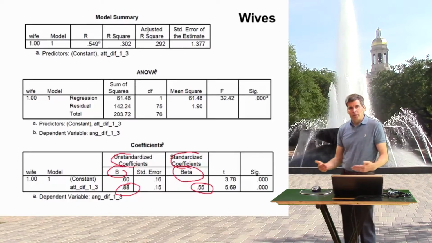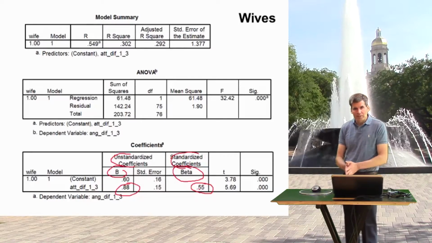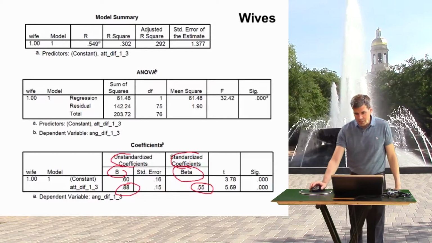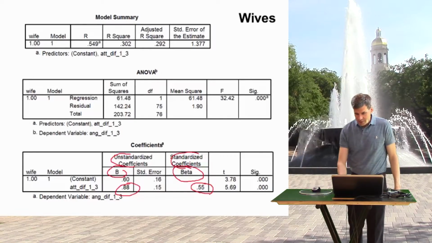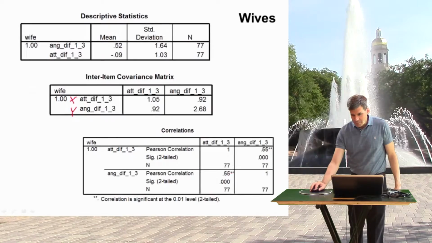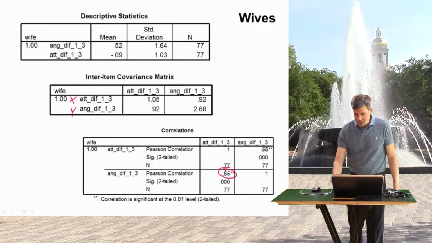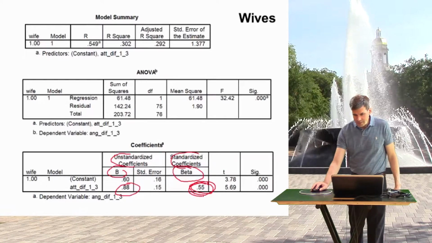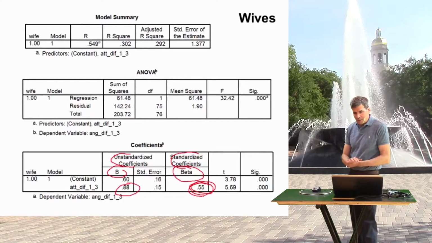And if you recall, if we turn everything to z-scores prior to analysis, your standardized beta will be identical to a correlation. And indeed, that's what we have here, 0.55. If I flip back to that previous page here, our correlation was 0.55. And going down again, our standardized beta is 0.55. So indeed, those two are the same thing.